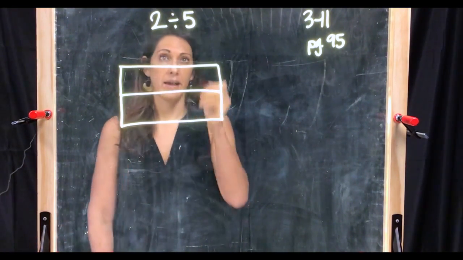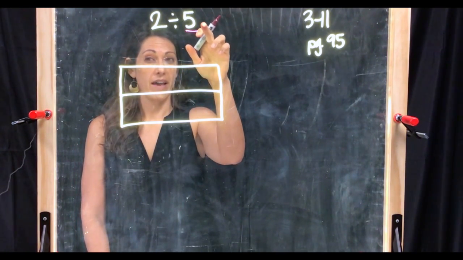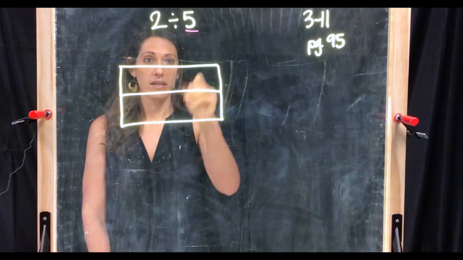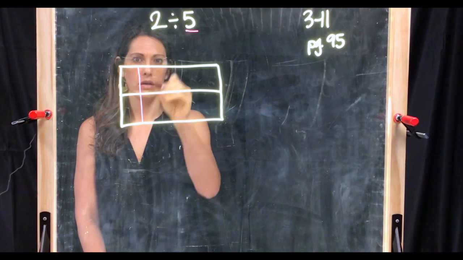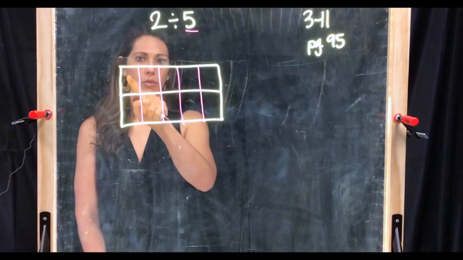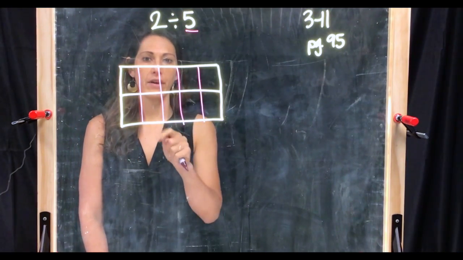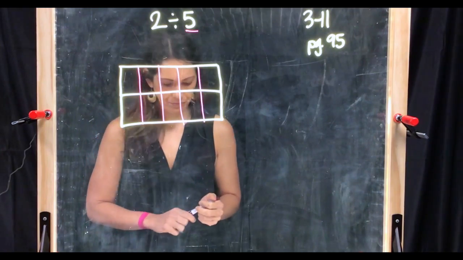So I'm going to make 5 cuts, or I'm going to have 5 sections. Remember, if I have 5 here, when I'm cutting this up, I'll make 4 lines. So let's do 4. 1, 2, 3, 4. And let's see, I have 1, 2, 3, 4, 5 pieces in the first sandwich and then the second sandwich.